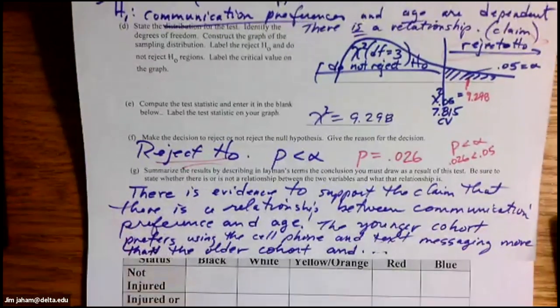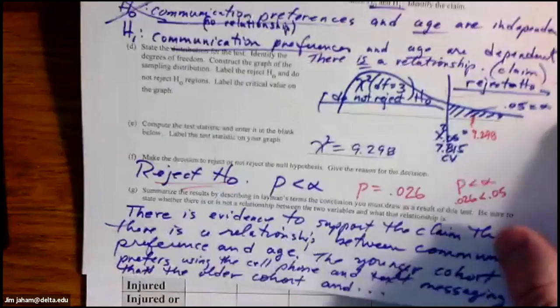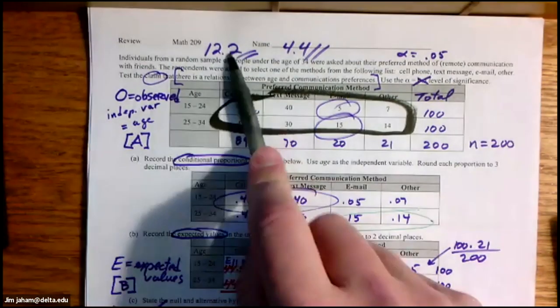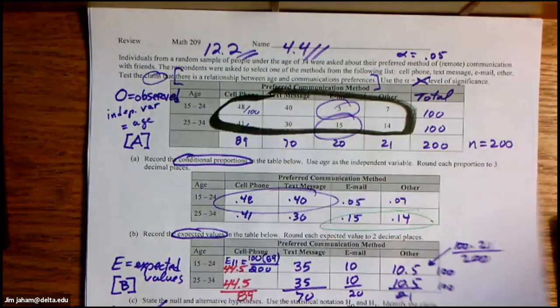And then here's how I wrote up that relationship. The younger cohort prefers using the cell phone and text messages more than the older cohort. And you could turn it around and say that it's not that they prefer it more, it's that they prefer it at a higher rate than the older group. So this is the chi-squared test in 12.2. And this table right here, calculating these conditional proportions, is what you're going to be doing in 4.